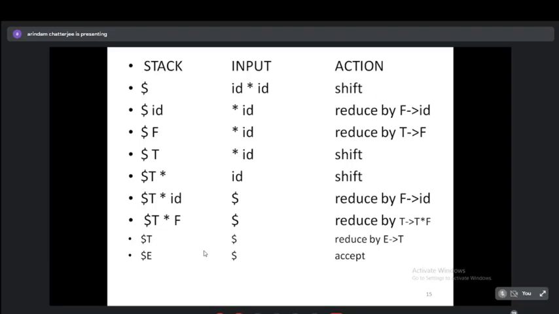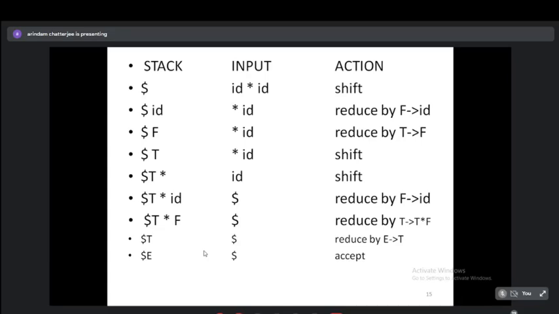Then you have F star ID. F is on the stack top. So F is basically a viable prefix of the final right sentential form. Okay. Or T star ID. But you cannot have an E star ID, because from T to E, this kind of reduction cannot happen here. Okay.